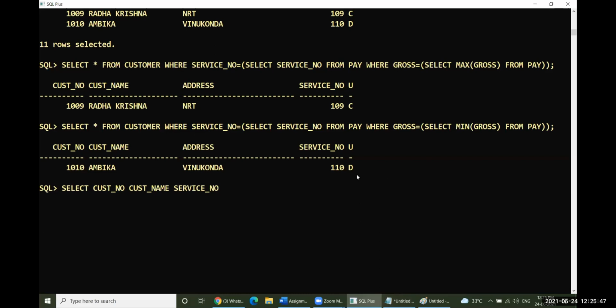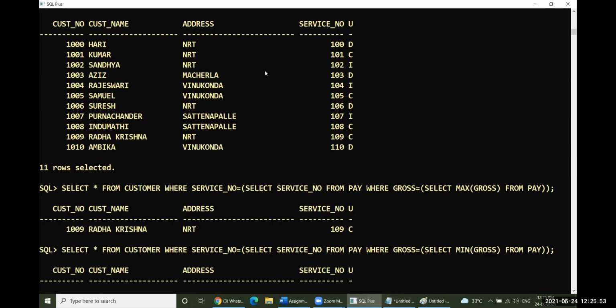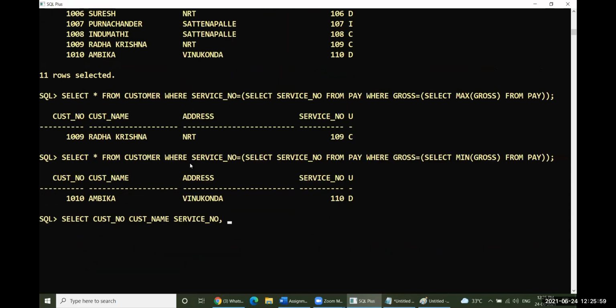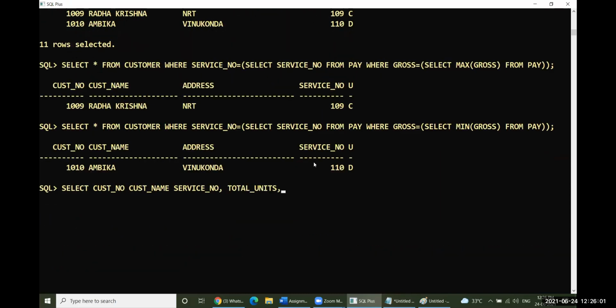Service number, there is an error which could be produced here. Service number, comma, then total units. I don't know what is the total units. TOTAL units and gross. Total units, comma, GROSS from both customers, comma, PAY.